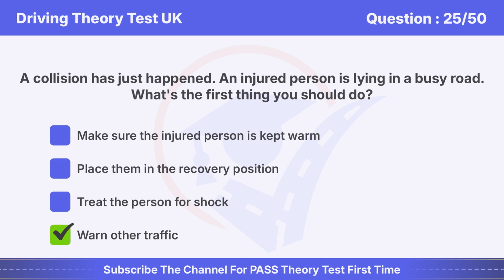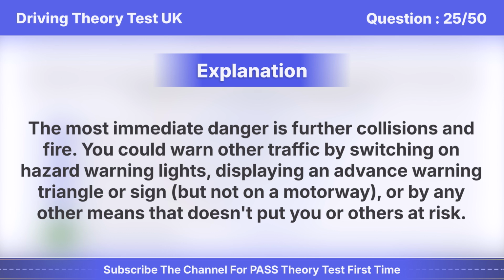Answer is D, warn other traffic. The most immediate danger is further collisions and fire. You could warn other traffic by switching on hazard warning lights, displaying an advance warning triangle or sign, but not on a motorway, or by any other means that doesn't put you or others at risk.